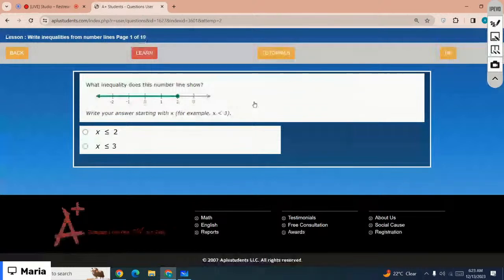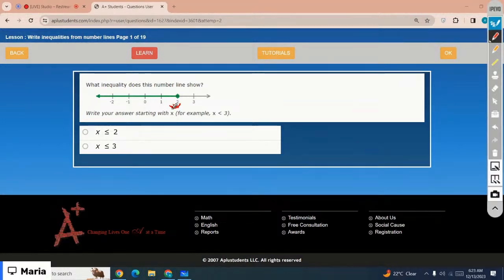Which inequality does the number line show? Which is the correct option? Okay, you can see here is a filled in circle on the 2, right? That means 2 is also included in the solution and the arrow is pointing on the left hand side. So all the numbers that are less than 2 are included in the solution. So the correct option is x is less than or equal to 2. Got it? Option 1 is the correct option, right?